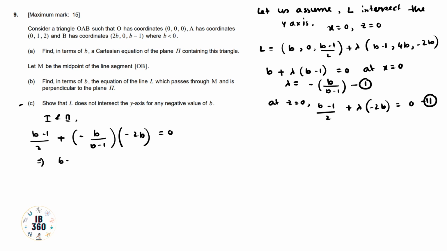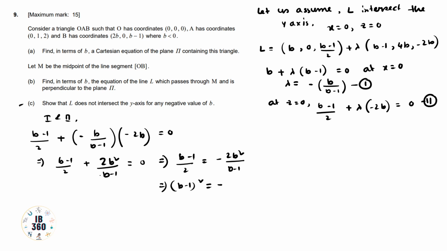So ultimately we are getting (b minus 1) divided by 2, here minus minus plus, so plus 4b square divided by b minus 1, which will be 2b square. So 2b square divided by b minus 1 equals 0. Let me do the cross multiplication in detail. So (b minus 1) divided by 2 equals minus 2b square divided by b minus 1. So we are getting (b minus 1) whole square equals minus 4b square.